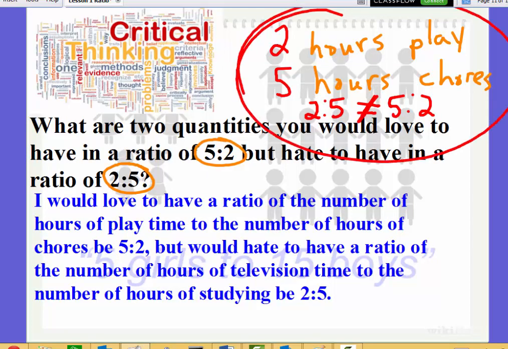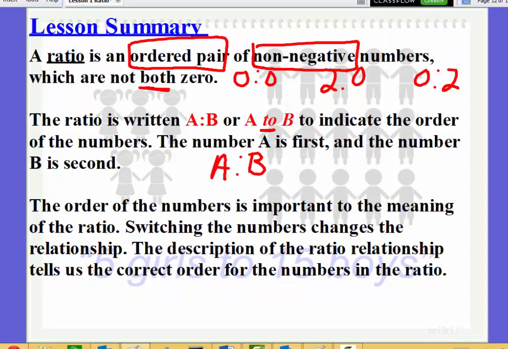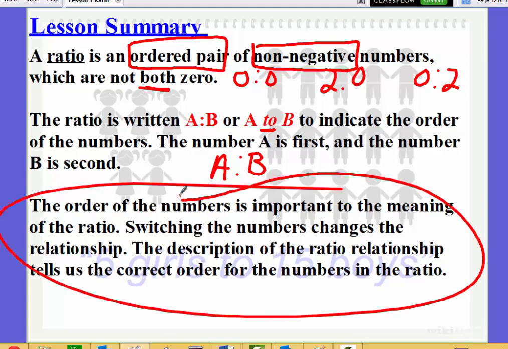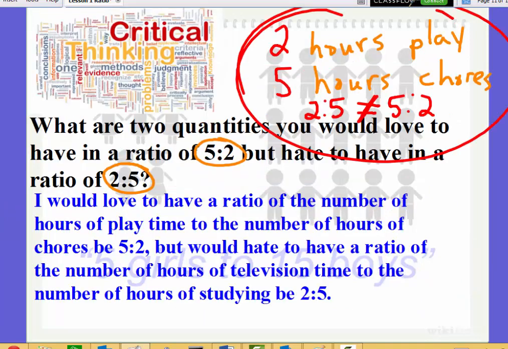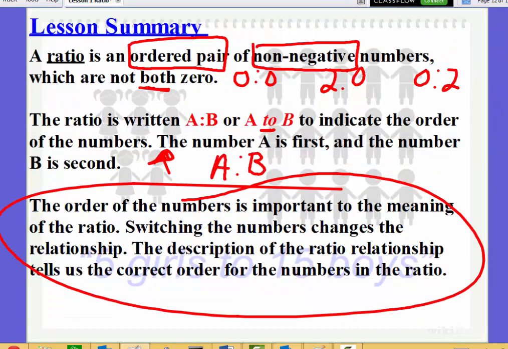That order is important. Okay, and our last point is the order of the numbers is important to the meaning of the ratio. Switching the numbers changes the relationship. The description of the ratio relationship tells us the correct order for the numbers of the ratios. So this again is emphasizing this first point, that order matters, and it's emphasizing this example that we did here. You need to make sure you're putting your ratio numbers with the correct parts.